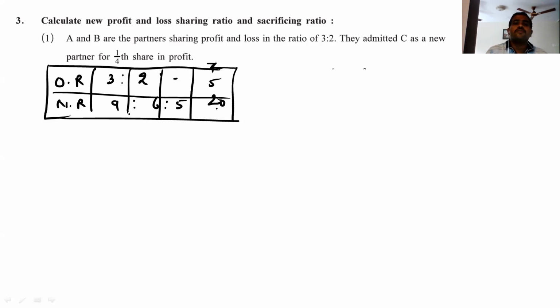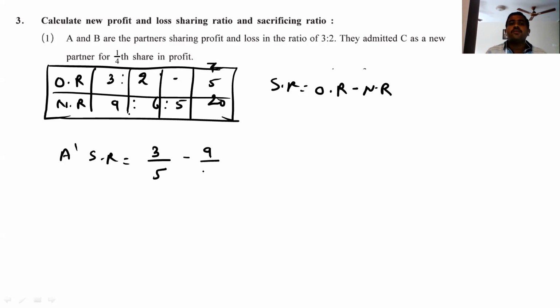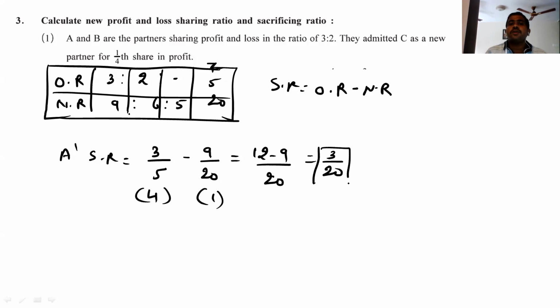So let's start. The first name is A's sacrifice ratio. What is the formula for sacrifice ratio? Old ratio minus new ratio. The old is 3/5 minus the new 9/20. Let's take the LCM to make it simple. 5 fours are 20, 3 fours are 12, minus 9/20. It comes to 3/20.